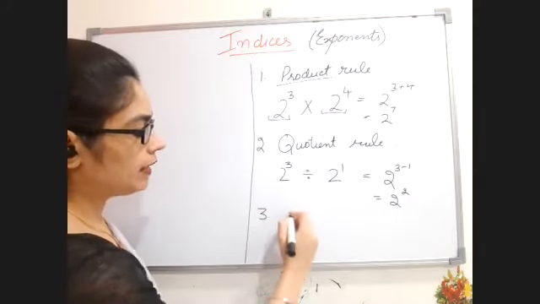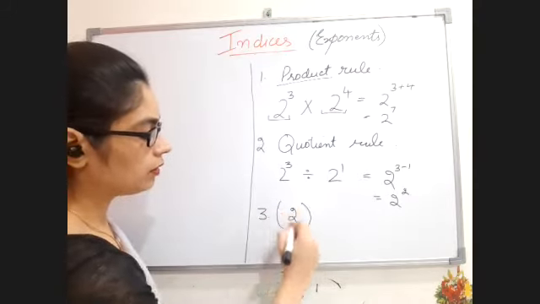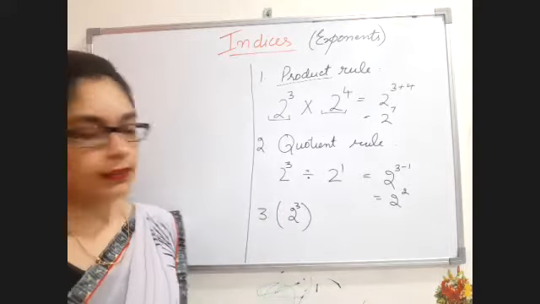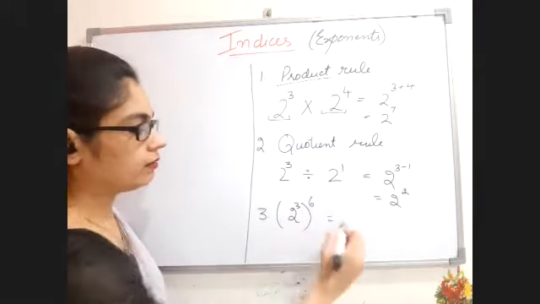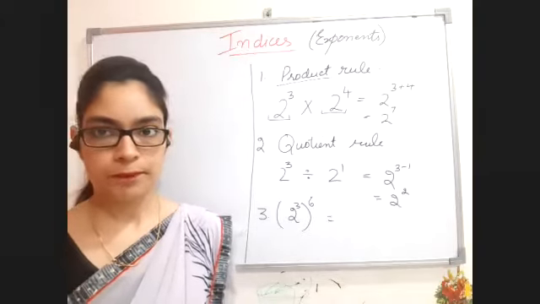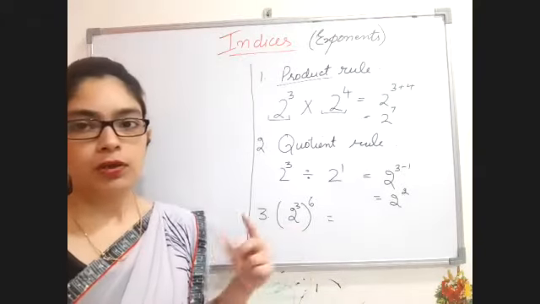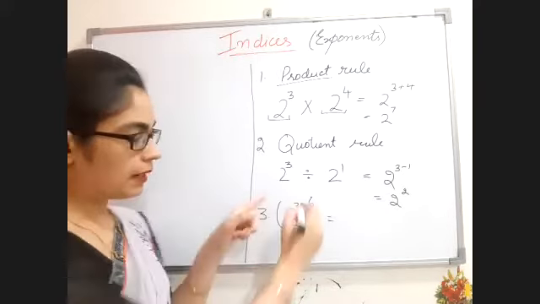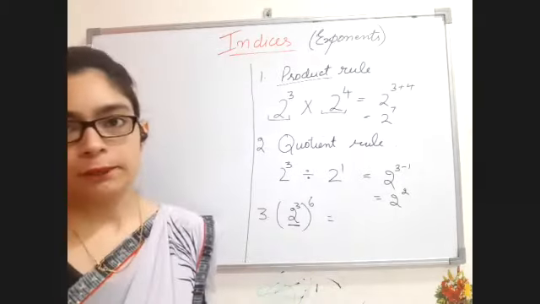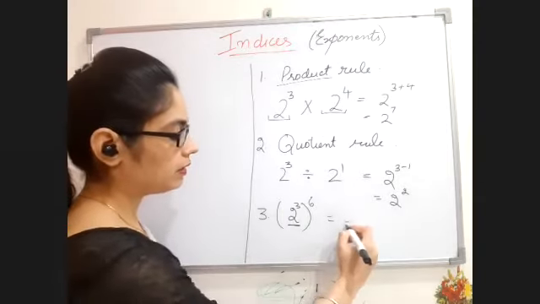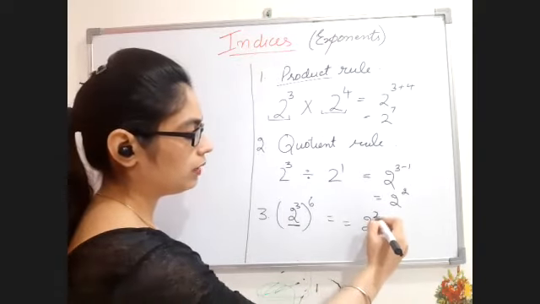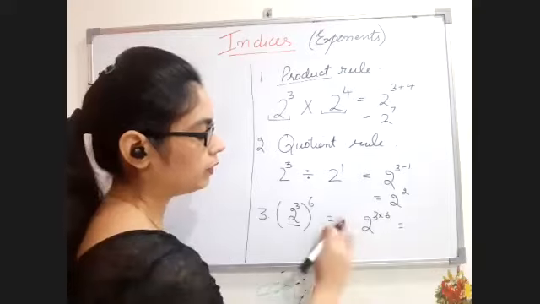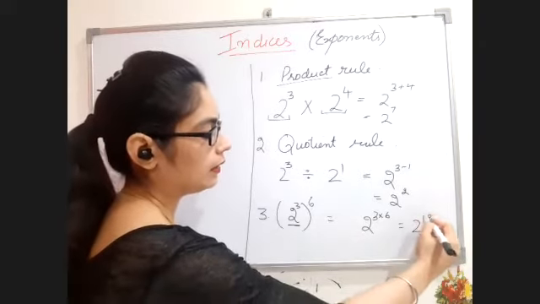Then we have the power rule. Power rule means if a number has any power and outside the bracket one more power is written. I'm not talking about two numbers, only a single number. If it has a power and then a bracket is written and another power is written, these two powers will get multiplied. So 3 into 6, it will become 2 to the power 18.